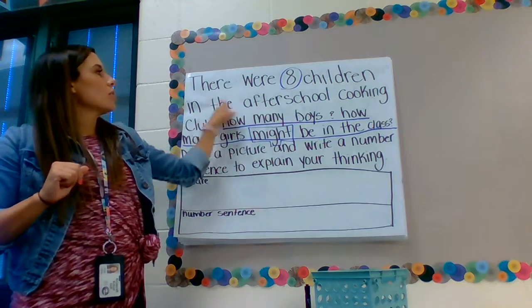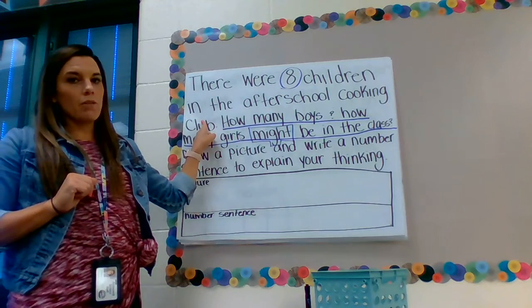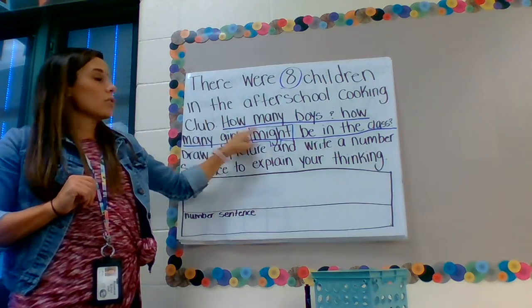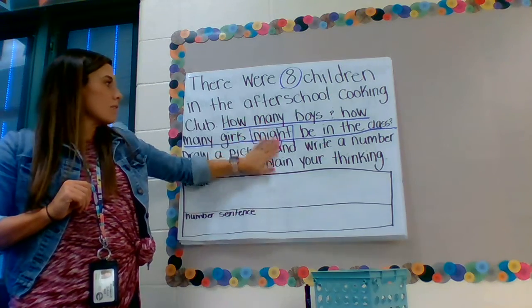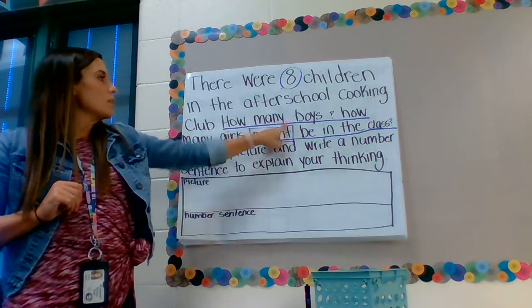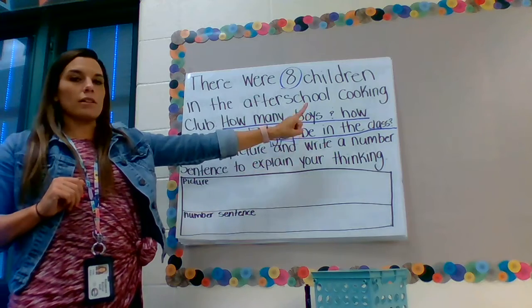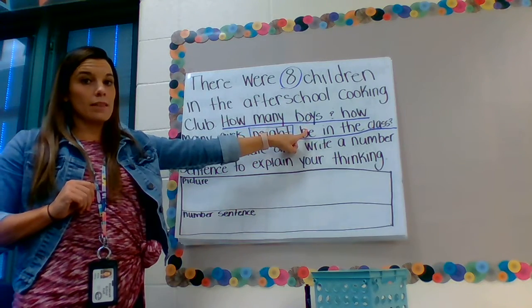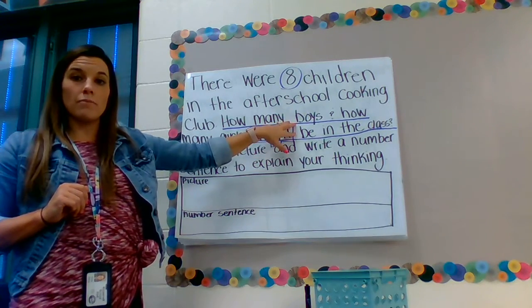We don't need to know where they're at, okay? We do need to know the question. What are they wanting us to solve? So I underlined the question. How many boys and how many girls might be in the class? That's important. That tells us what we're going to be doing.